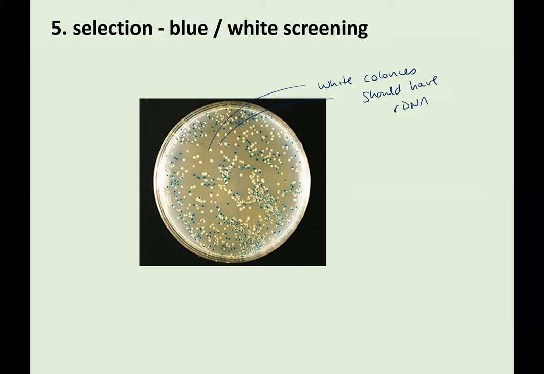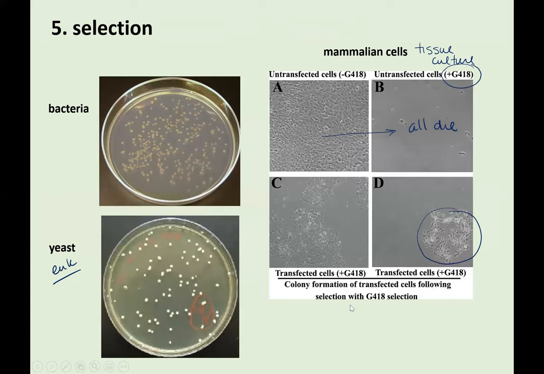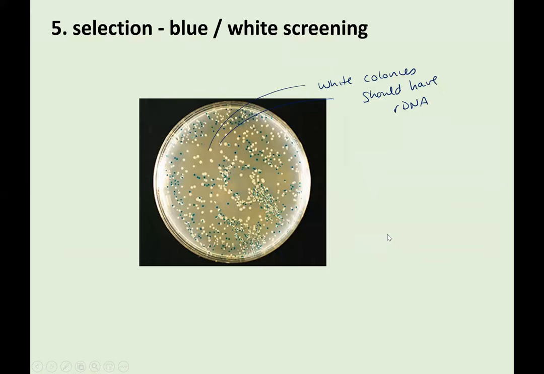You always have to check, even if it's a resistant colony, because sometimes this plasmid just goes back together. And so you'll have that resistance gene, but you'll have no foreign insert. It's got sticky ends. There's ways we can prevent this, but we're not going to get into that. I get way too excited about molecular biology. So you always need to screen or check. And that's what we're going to talk about next, some of the methods for analyzing your DNA. So white colonies should have our DNA. Always check.